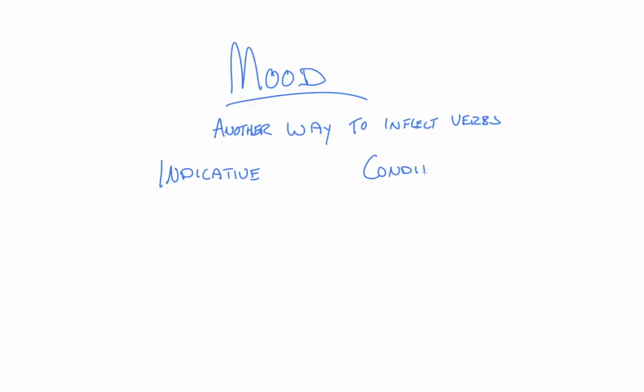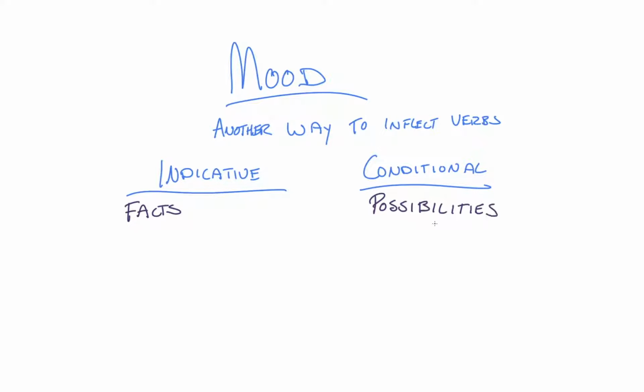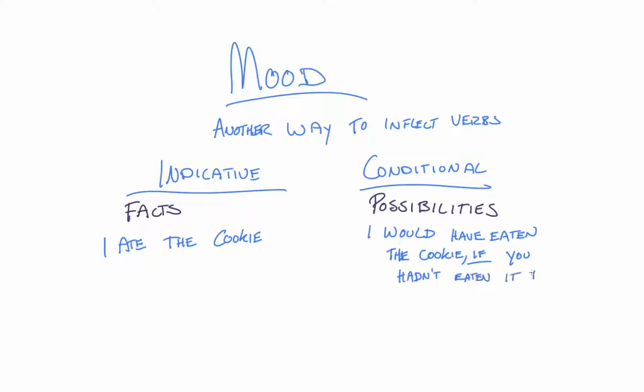Mood is another way to inflect verbs, and there are several of them in English, but we're only going to talk about 2 in this video, the indicative and the conditional. The indicative is used to talk about facts, the conditional is used to talk about possibilities. So in the indicative, you could say, I ate the cookie. That's just a straightforward fact. And the conditional is, I would have eaten the cookie if you hadn't eaten it first. And the key is that if. That clues us into the presence of possibility. Of, this isn't factual, but it could have been.